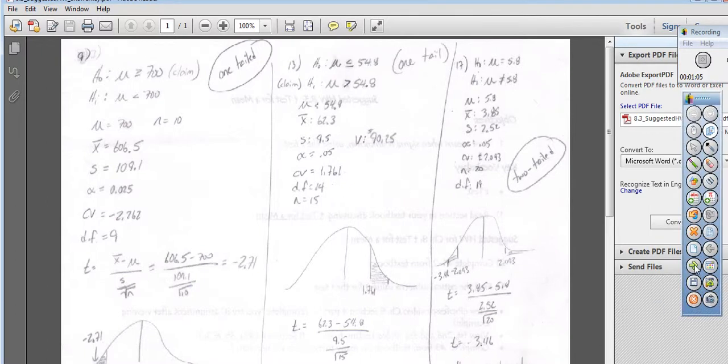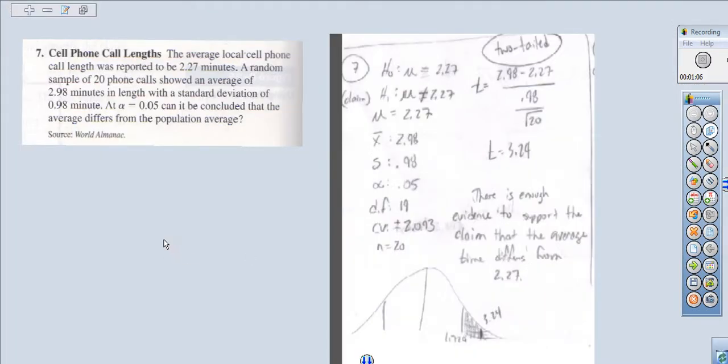So let's jump right into number 7. Here we are, we're reading through the question. What we need to think about is a cell phone company. The average local cell phone call is reported to be 2.7 minutes. They take 20 sample calls, with an average of 2.98, and what they want to know is, at that significance level, can it be concluded that the average differs from the population? So what we have to visualize in this particular problem that makes this a two-tailed test is this.